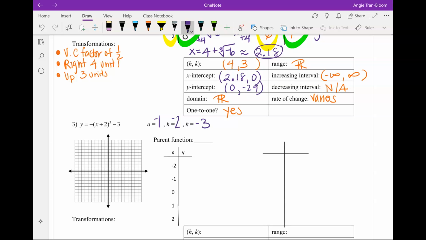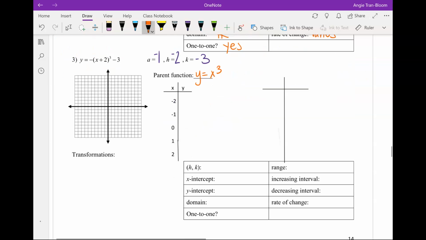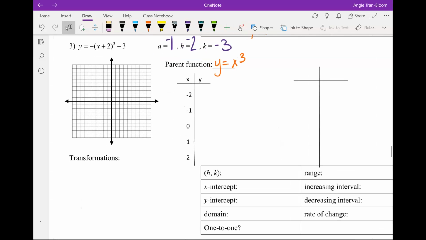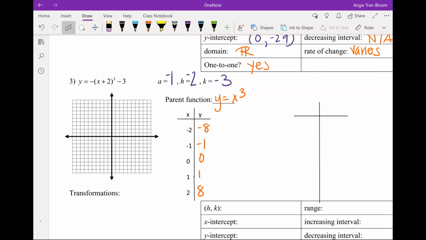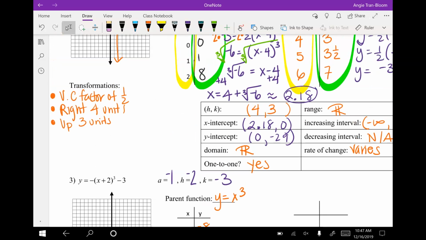Okay. Emily, what is the parent function for our example 3? Y equals what? Thank you. All right, Kyler, give me the 5 outputs for the parent. -8, -1, 0, 1, and 8. Beautiful. All right, we are going to transform this. Oh, I did the transformation. I thought I forgot.